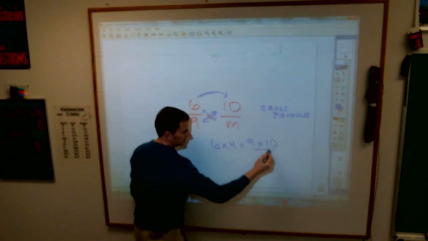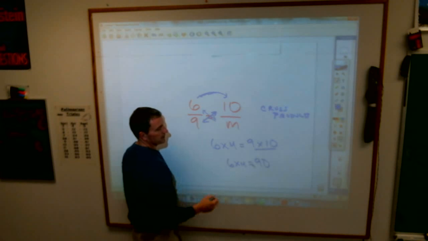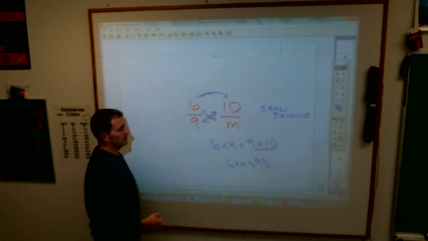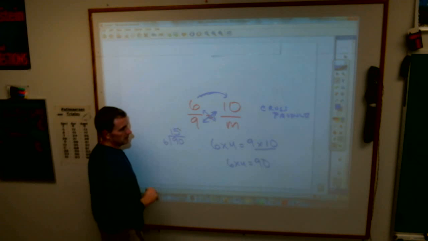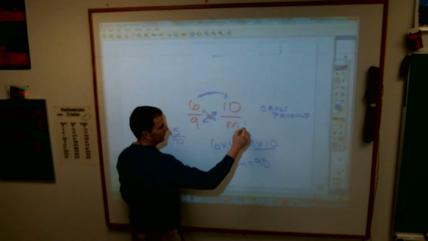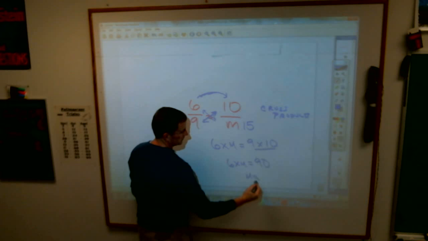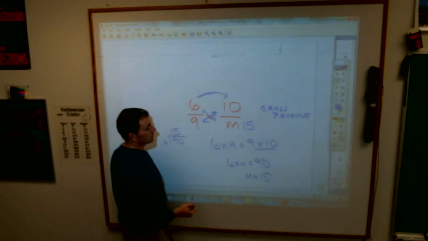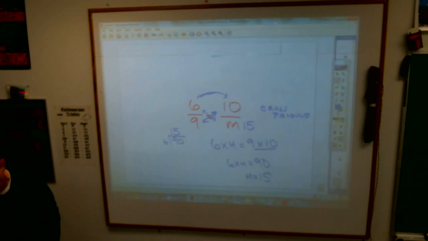Well, 9 times 10 is 90. 6 times what number is 90? I might have to do that math. 90 divided by 6 is 15. So the letter m would be 15. M equals 15. It is also a quick way to tell if two fractions are equal to each other.